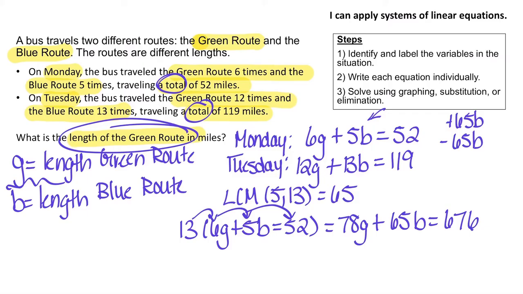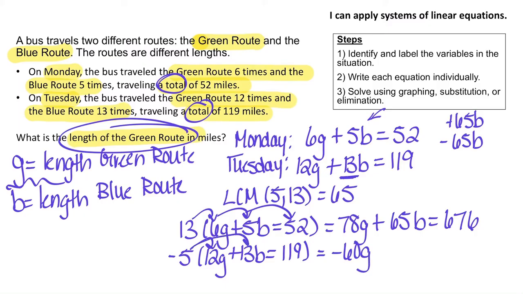So now I want to turn the b term in the second equation into a negative 65, right? I want this to be a negative 65. So to do that, I'm going to have to multiply that entire equation by -5. So I'm going to do -5 times 12g plus 13b equals 119. Once again, I'm going to distribute. -5 times 12g is -60g. -5 times 13b is going to give me that -65b. And that equals, now I have to do -5 times 119, which will give me -595.